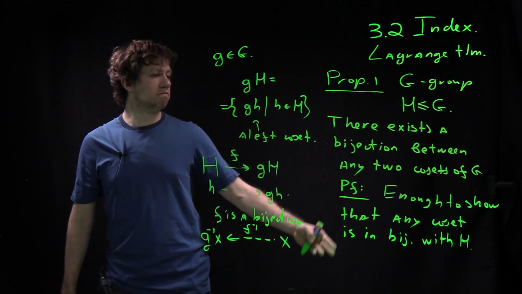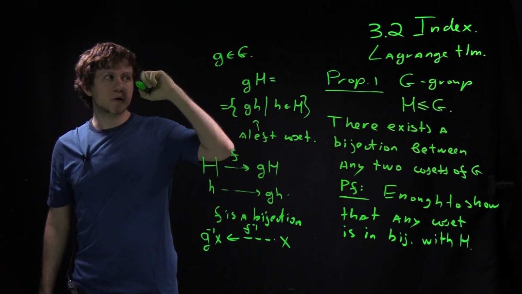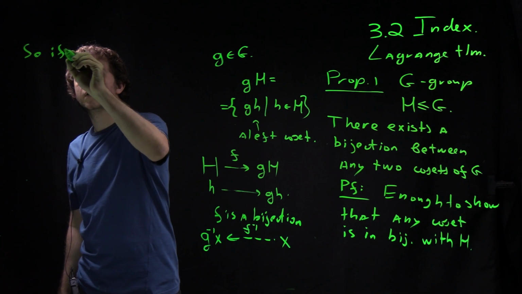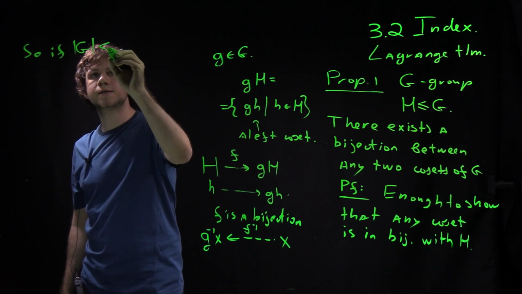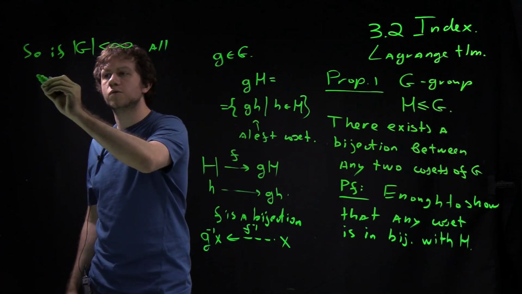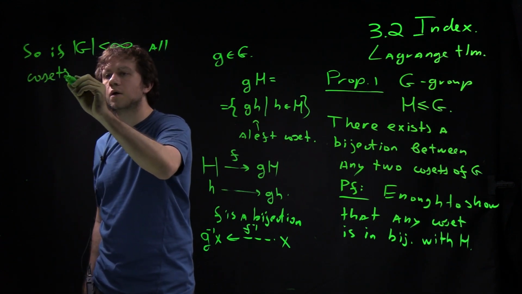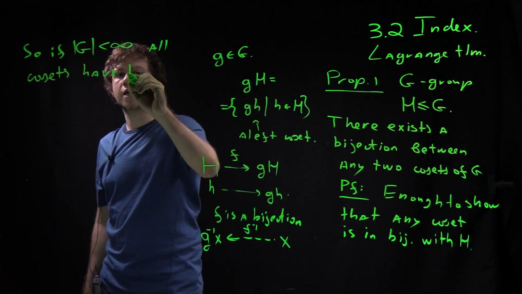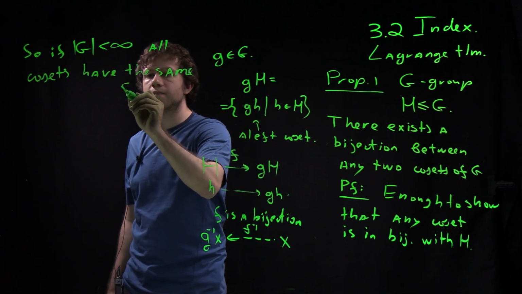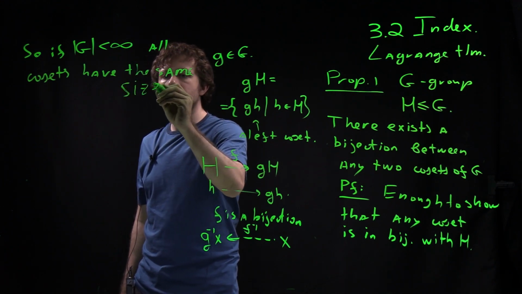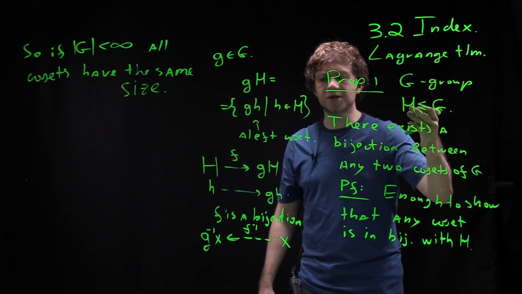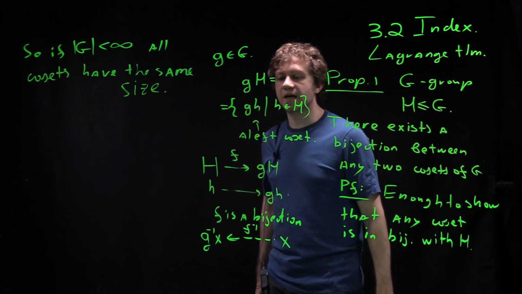And so, if G is finite, all cosets have the same size. So for a finite group, all cosets have the same size. Actually, if just H is finite, then all cosets have the same size.